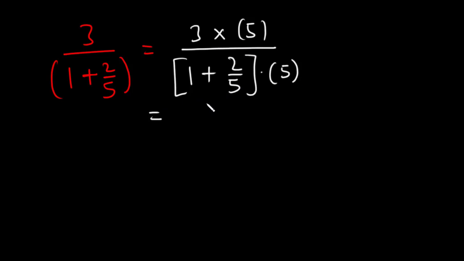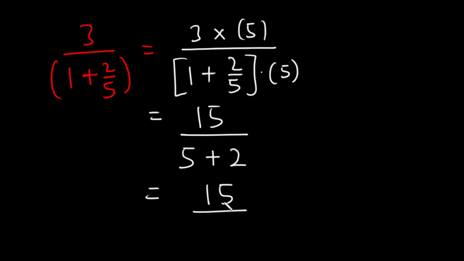Now 3 times 5 is 15. And then 5 times 1 is 5. Plus 5 times 2 over 5 is going to be 2, because 5 is going to cancel 5 and then we have 2. So it's going to be 15 divided by 5 plus 2, which is 7. So this is the answer.